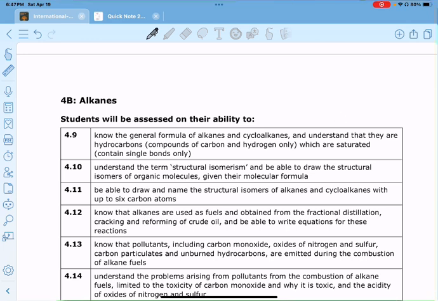Okay. Now there are two things here: alkanes and cycloalkanes. Alkanes are basically just chained, straight chained or bent chained molecules. So it can be like that with H, H, H. You get the point. Or it can be C, C, C, C. These are all alkanes, okay?